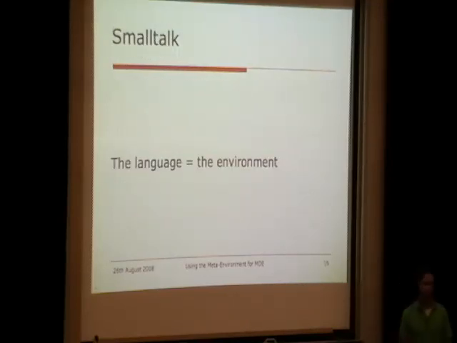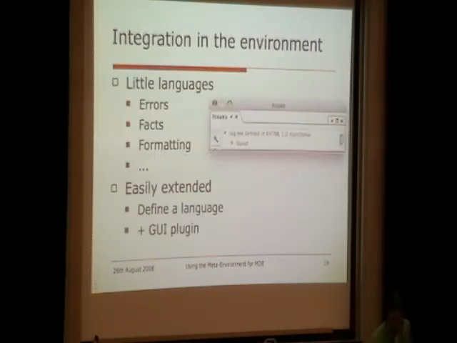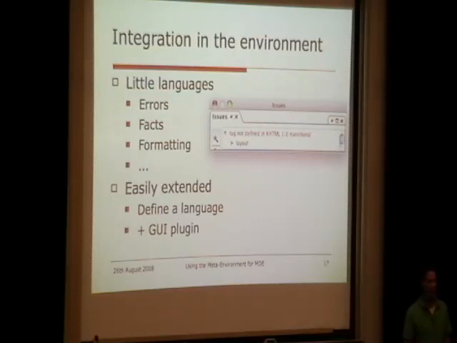Okay. Well, the final axiom that I'm using here, the language is the environment in Smalltalk. I think all of you agree that without the environment, without the image, Smalltalk wouldn't be Smalltalk. In the Meta-Environment, it's not so radical, but in a sense, there is a link in the sense that since everything is defined using languages, we also define integration to the environment using languages. So some of the languages you have defined are contracts to the environment. The environment knows about a certain type of signal. To show some examples, in the current version we have a language for error messages, a language for vector representation, a language for formatting, pretty-printing, syntax highlighting, and an example of a screenshot with the error language is shown.